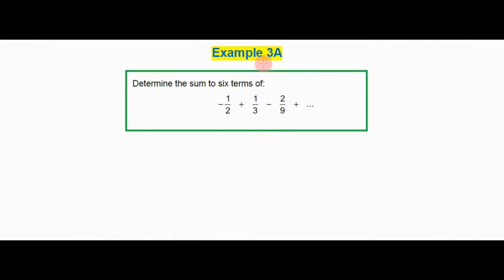In the first example on using the sum formula for GPs, it says determine the sum to 6 terms of, and we are given the series. So let's have a look at it. We can start by writing down what we have and what we need to find. We have the first term A, it's negative a half. We can find the common ratio R by taking term 2 divided by term 1.